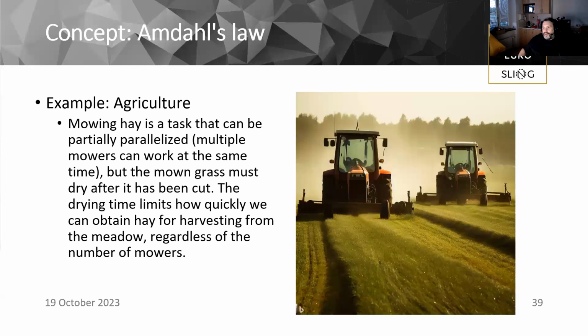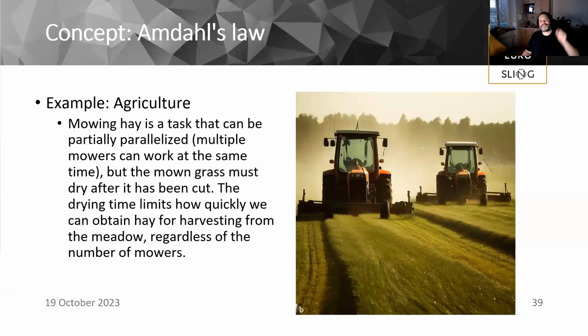So mowing hay is a task that can be partially parallelized, like harvesting. Mowing hay can be parallelized just like harvesting grains. But after you mow the hay, you mow the grass, it's still wet, it falls down, then you cannot do anything, but you have to wait for it to dry. So that first part can be done very quickly.